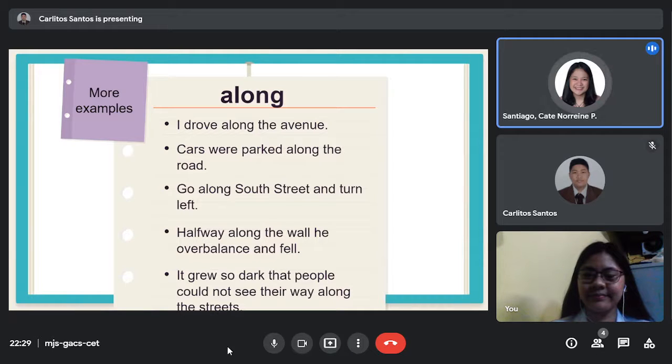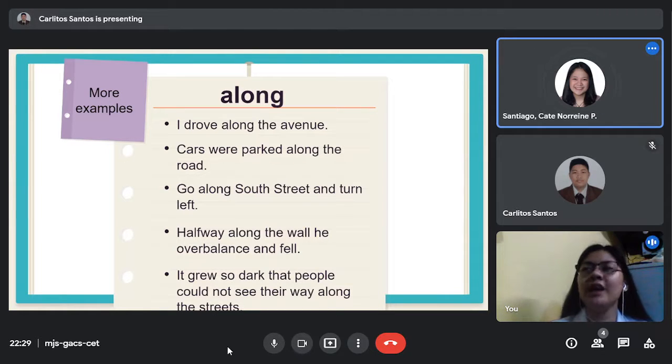1. I drove along the avenue. 2. Cars were parked along the road. 3. Go along South Street and turn left. 4. Halfway along the wall, he overbalanced and fell. 5. It grew so dark that people could not see their way along the streets.